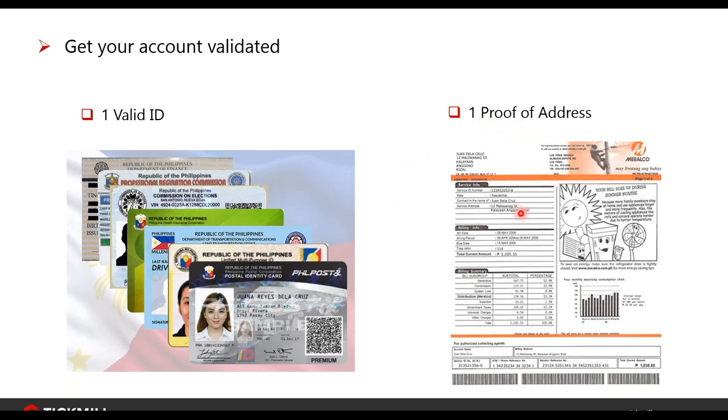And for proof of address naman, you can provide a utility bill under your name. It can be water bill, phone bill, cable bill, internet bill, or you can also provide a bank statement, kahit yung first page lang. And if it's not available, we also accept barangay clearance, and you can also upload another ID with an address. So for example, nag-upload ka ng UMID for your proof of identification, you can upload your driver's license as proof of address. Okay?